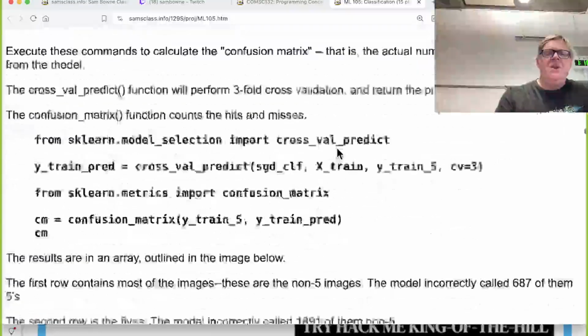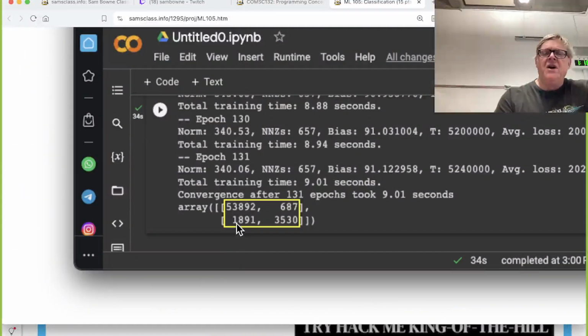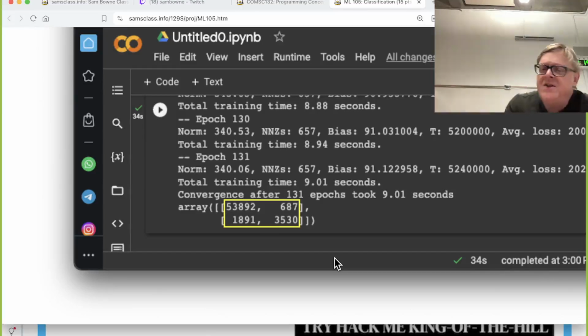So then you can make confusion matrices, which is how you rate it. Here's the whole story. These are not 5s, correctly identified as not 5s, 50,000. And 5s, correctly identified as 5s, 3,000. But here's not 5s, incorrectly identified as 5s, and you see there's a lot of them. And here's 5s, incorrectly called not 5s. So this is the full representation of the accuracy of your model, and as you can see, it's not even.